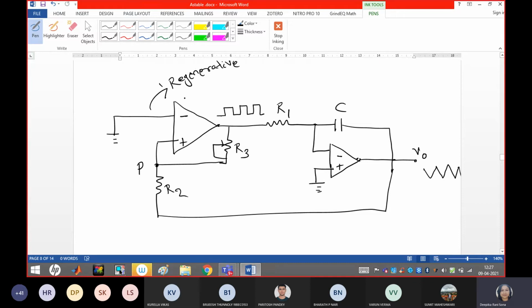What is the second part of the circuit? Yeah, at least you tell this one, no? You have studied this one. You have also done the lab for this circuit. Okay, is this an integrator or a differentiator?